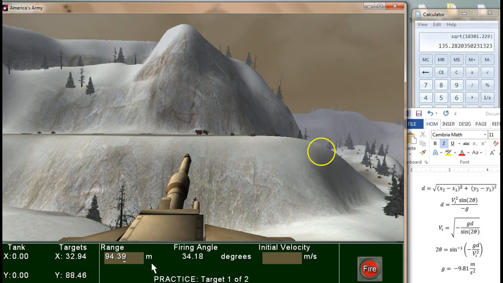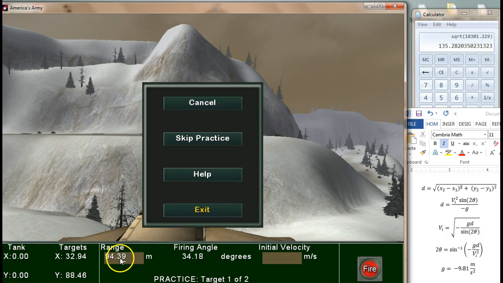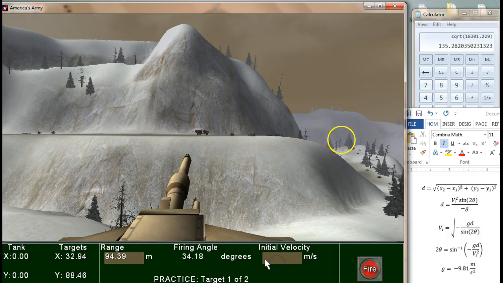Now I'm going to use this range and this firing angle in one of these equations over here to find the initial velocity. Which one over there on the side has velocity initial? That's right, it's this third one here. It's got the square root of G D over sine 2 theta. So I'm going to plug in range for D, 9.81 for G, and this angle for my theta. I'm going to pause so I can do that.